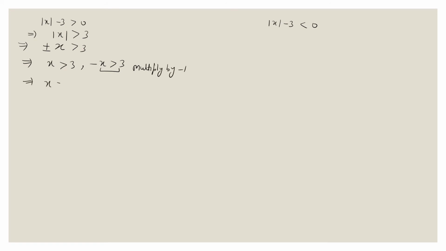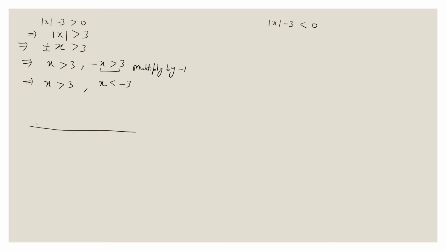So either mod of x minus 3 is greater than 0 or mod of x minus 3 is less than 0. So it becomes mod of x greater than 3. That means plus minus x is greater than 3, implies x is greater than 3 and minus x is greater than 3. Now let us make it positive by multiplying with minus 1. So we get x is greater than 3 and x, inequality changes its direction, x becomes positive and 3 is negative, right? So x is greater than 3 and x is less than minus 3.